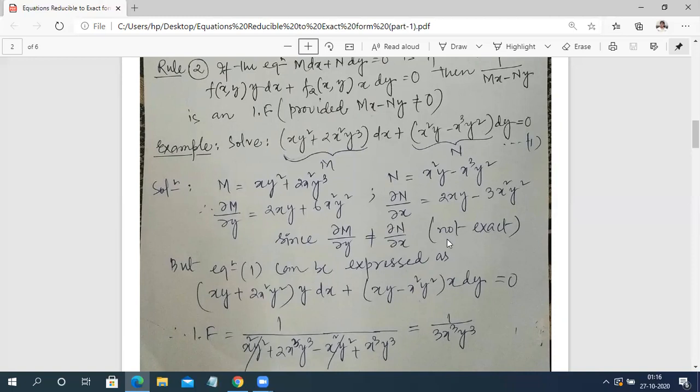Okay, so if it is not exact, we can reduce it to exact form by multiplying this with an integrating factor. Now check whether the given differential equation is exact or not.